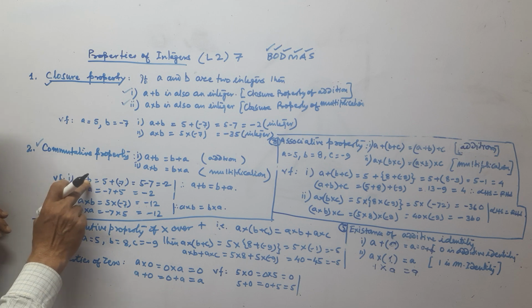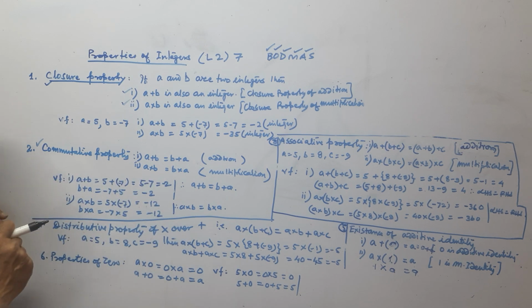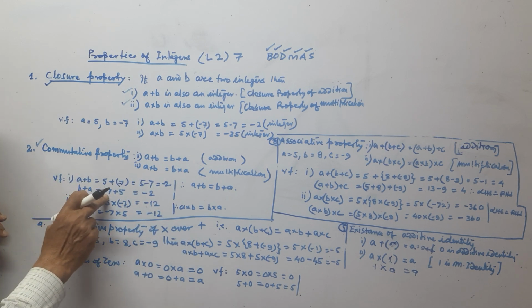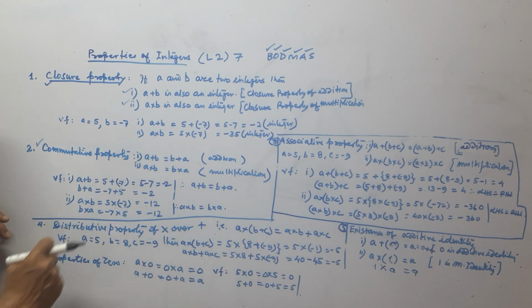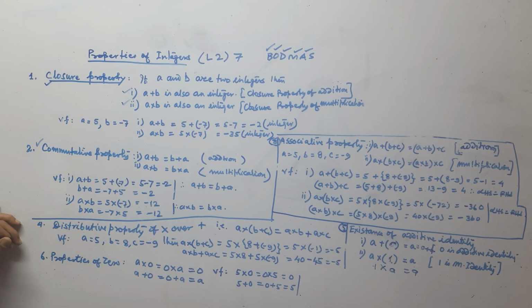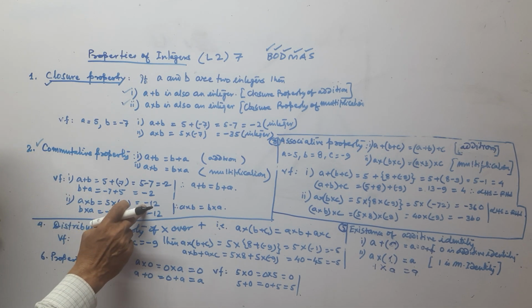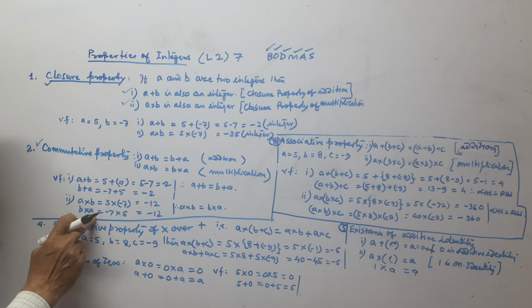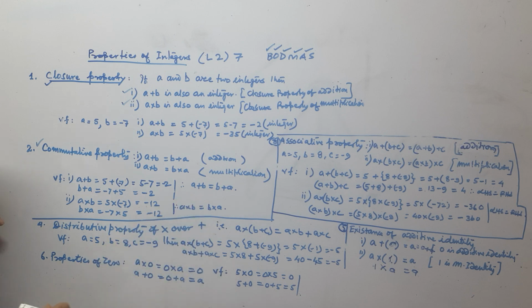Now see the verification. a plus b is equal to 5 plus minus 7, and this is 5 minus 7, which is equal to minus 2, and b plus a is equal to minus 7 plus 5, and this is minus 2. So see, a plus b is equal to b plus a. So there is no difference if you change the order. Okay. Now second, a into b is equal to 5 into minus 7. This is equal to minus 35. And b into a is equal to minus 7 into 5. This is minus 35. So a into b is equal to b into a. So there is no difference when you change the order in multiplication and addition.